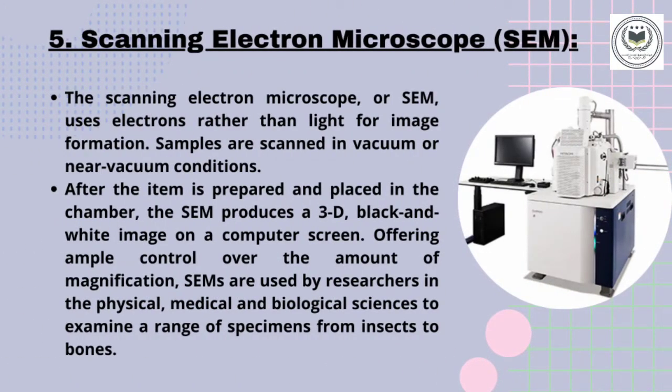The next one is the scanning electron microscope. The scanning electron microscope uses electrons rather than light for image formation. Samples are scanned in vacuum or near vacuum conditions, so they must be specially prepared by first undergoing dehydration and then being coated with a thin layer of a conductive material such as gold. After the item is prepared and placed in the chamber, the SEM produces a 3D black and white image on a computer screen. Offering a sample controller over the amount of magnification, SEMs are used by researchers in the physical, medical, and biological sciences to examine a range of specimens from insects to bones.